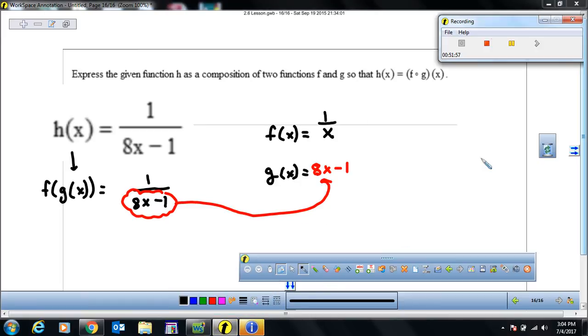And this concludes section 2.6, which is combinations of functions and composite functions.